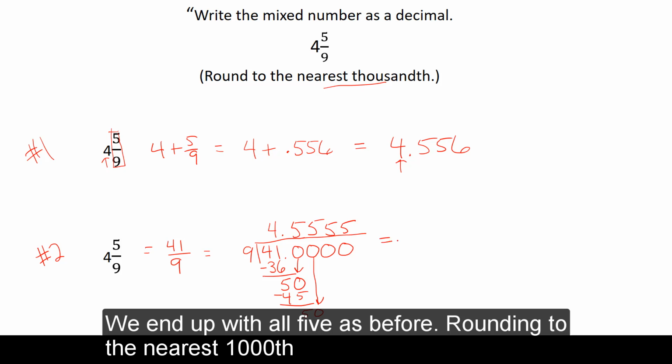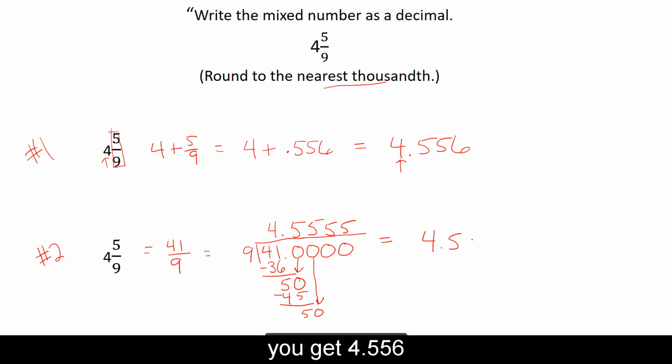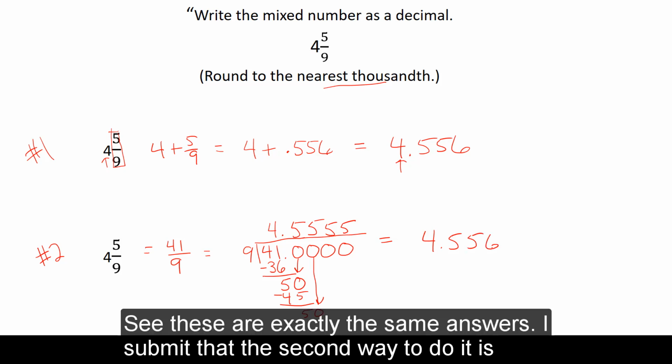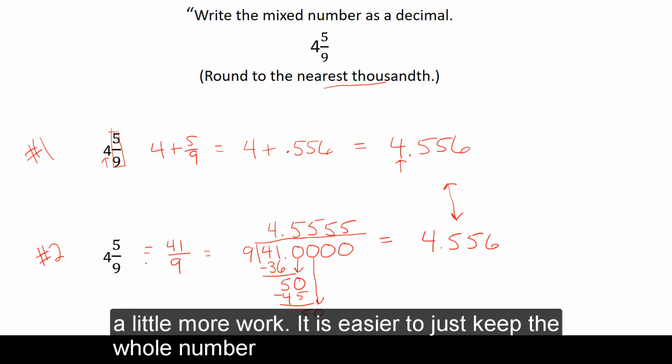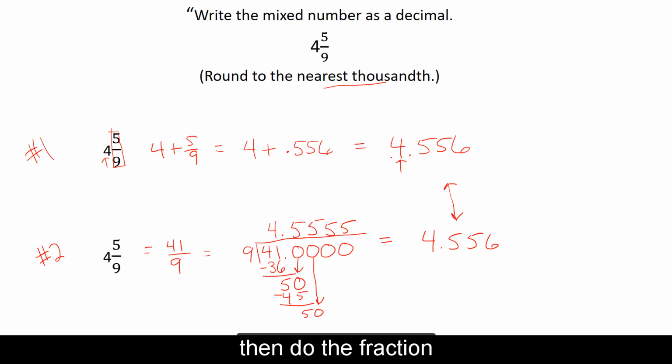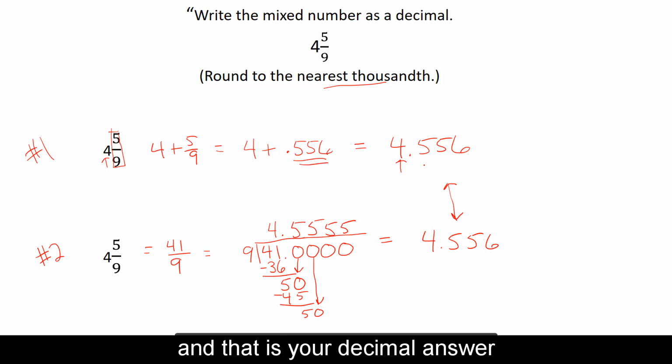Which means when you round it to the nearest thousandth, you would write it as 4.556. You can see these are exactly the same answers. I submit that the second way to do it is a little bit more work. I think it's easier to just keep the whole number as it is to the left of the decimal and then do the fraction division only. And that's going to be your decimal answer.